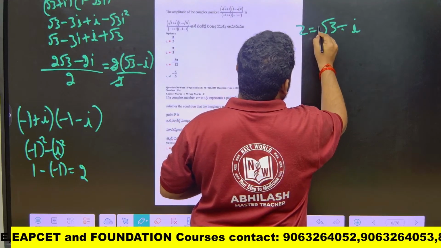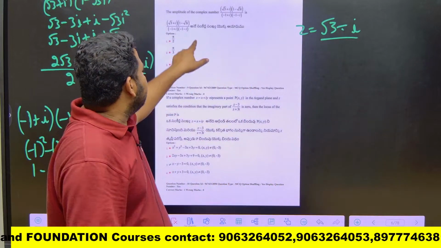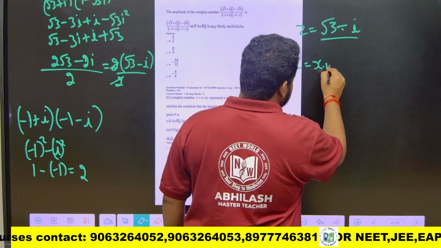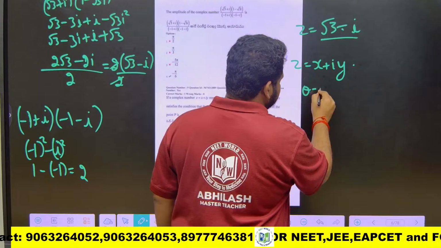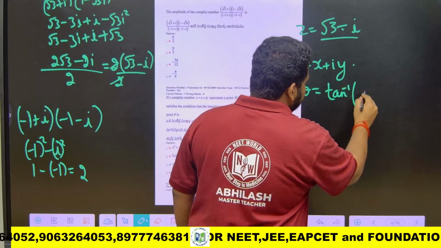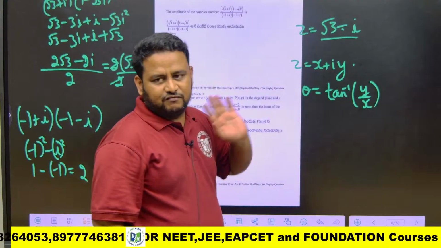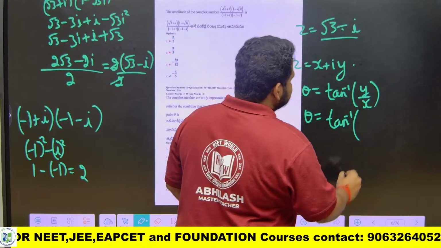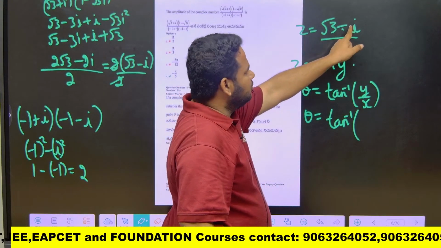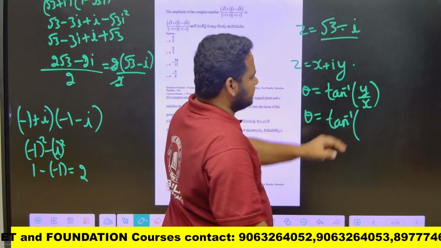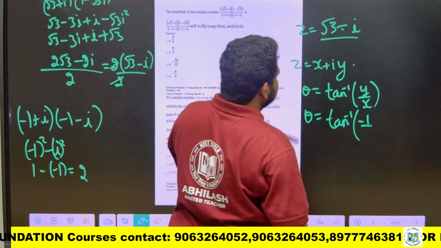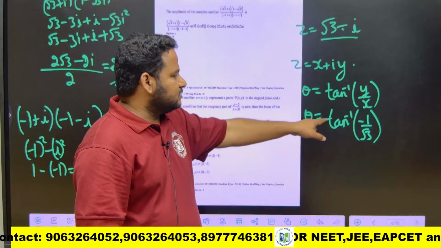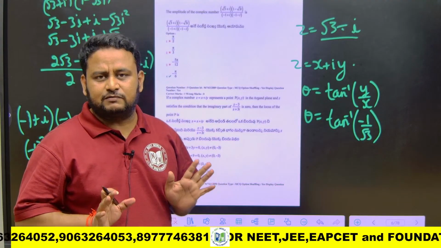So ultimately this z will be equal to root 3 minus i. Now I have to find the amplitude. If the complex number z is equal to x plus iy, then the amplitude theta is given by tan inverse of y by x. Here, y is nothing but minus 1, divided by x which is root 3. So this is 1 by root 3. Tan inverse of 1 by root 3 is equal to pi by 6.